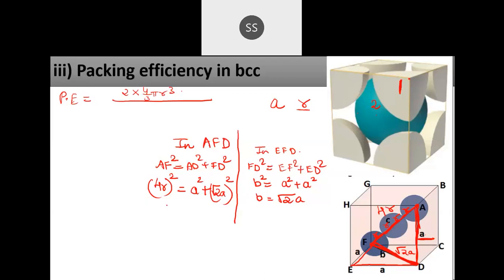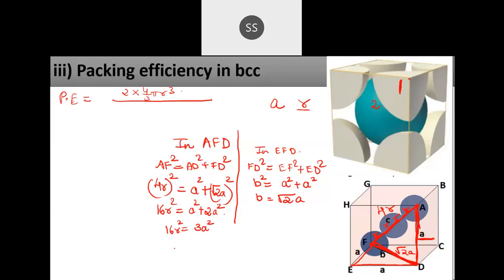FD value is root 2A the whole square. Okay, root 2A the whole square. So here I will open the bracket. I will get 16R square is equal to this. If you open up, you will get A square plus root 2 the whole square, which is 2 itself, correct? And then you have A square. So A square plus 2A square, 3A square. Okay, and then here I have 16R square.